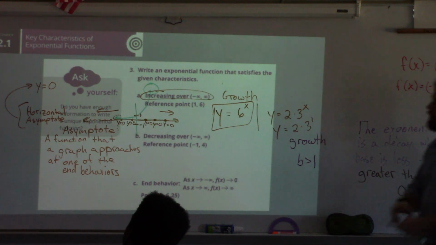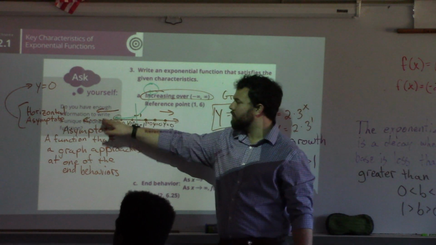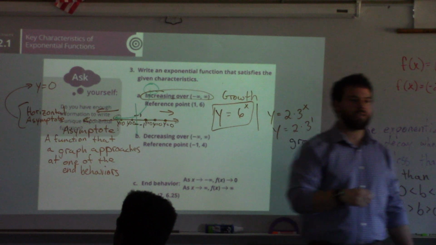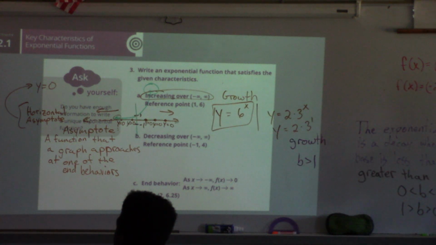The only reason I bring that up is this: ask yourself over here, do you have enough information to write a unique exponential function? Meaning that there's only one option. No, there's multiple. There will always be multiple. Unless more information is given.